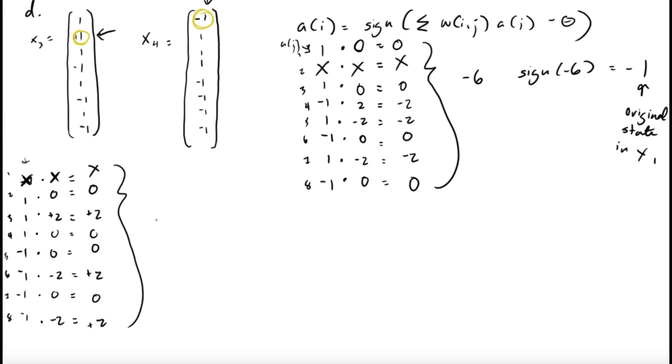If we multiply all of those, we get a sine of plus 6 function, which is a plus 1, which compared to x4 and our original state in x2, it flipped back to its original state. And again, we showed in part C that the network was stable, so the flipped neuron reverted back to its original state.